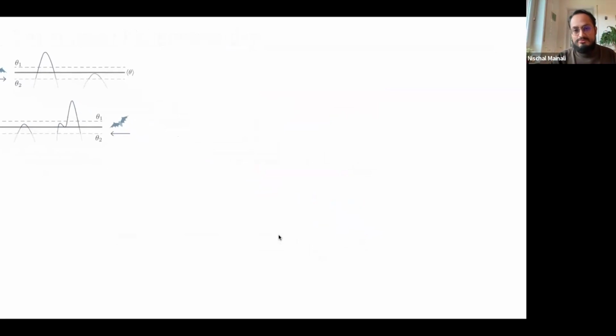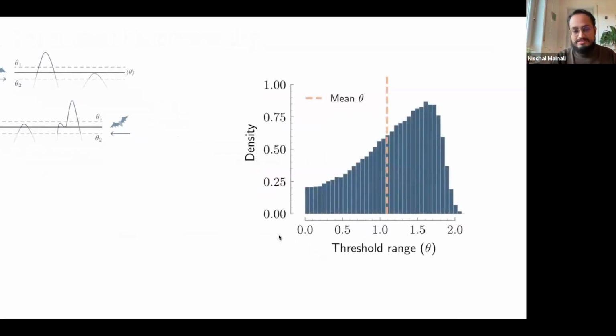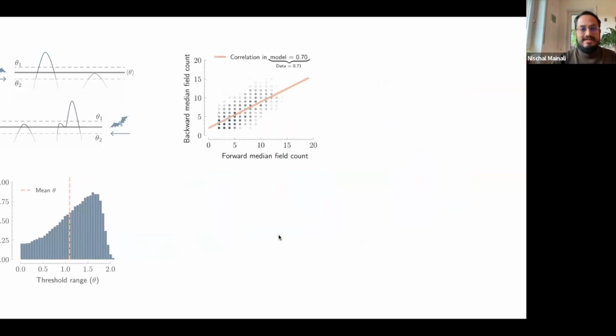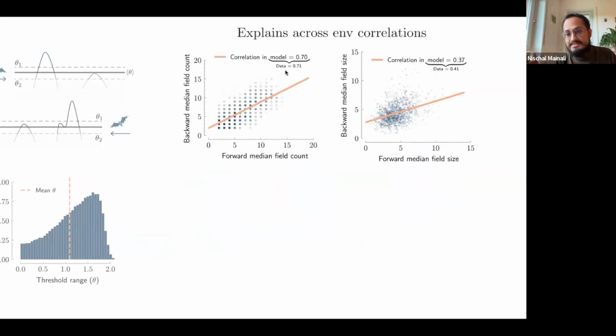So in our simulation, we basically fit a skewed normal distribution. It doesn't matter exactly what distribution a threshold will look like, but what we can see is that it gives rise to a correlation between the field count in forward and backward direction in the bats. And this is indeed observed in data, that there is a correlation and we fit the correlation value. And we can also do that similar thing for the field sizes in forward and backward direction. And there is also a correlation arising due to this diversity in thresholds.